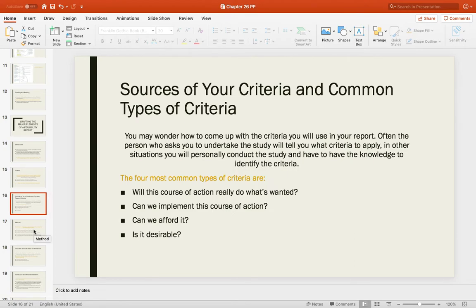Sources of your criteria and common types of criteria. The 4 most common types of criteria are: will this course of action really do what's wanted? Can we implement this course of action? Can we afford it? And is it desirable?